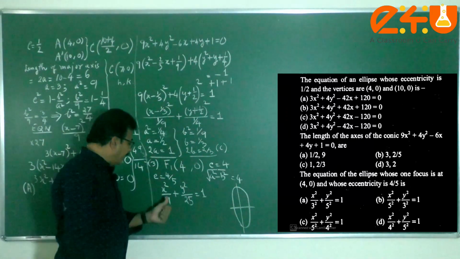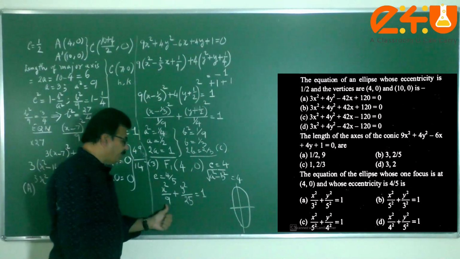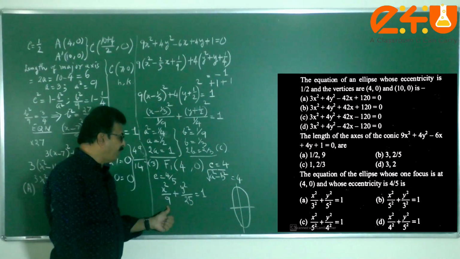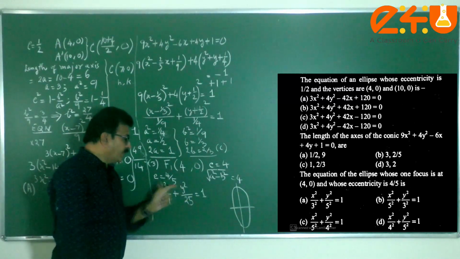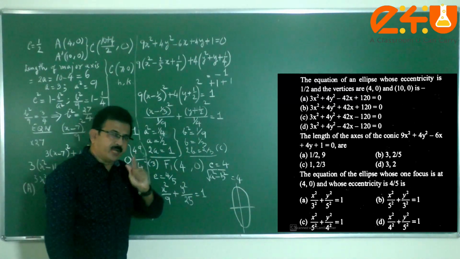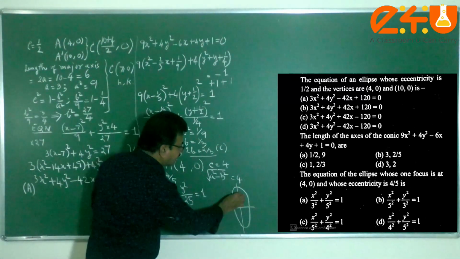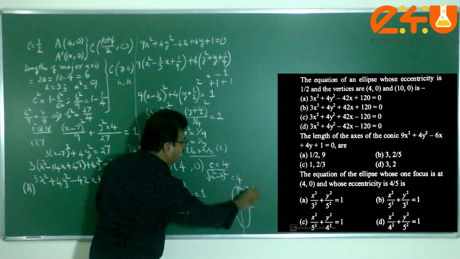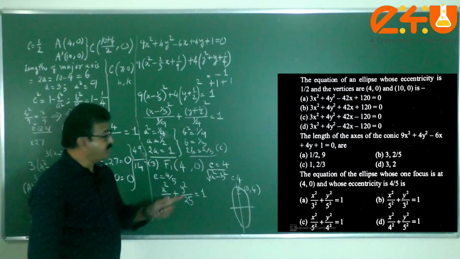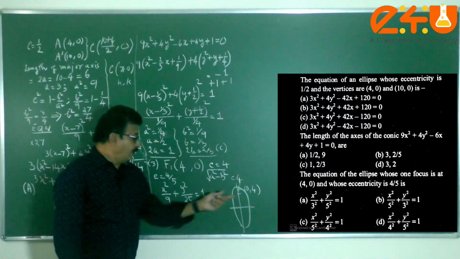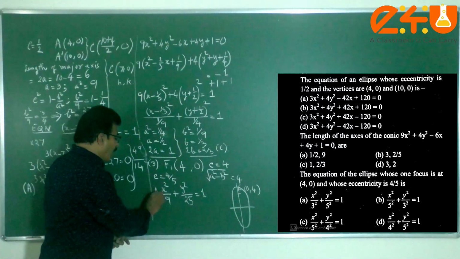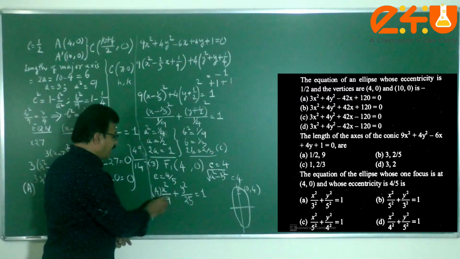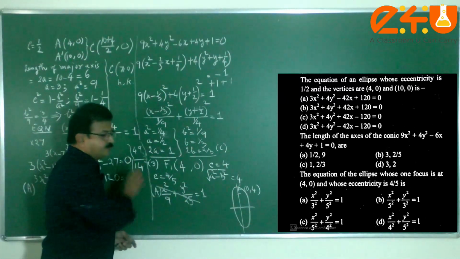Even though you are getting a squared minus b squared is 16 and the c value gives 4, the focus is still not 4 comma 0. In this case, the focus is 0 comma 4, because the focus is aligned on y-axis. So then option A is not your answer.